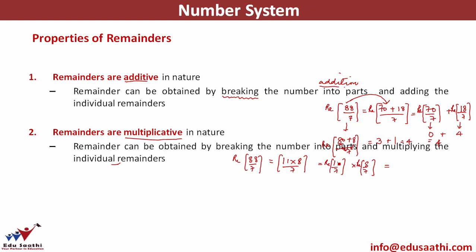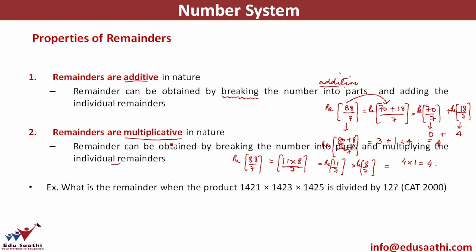So if I divide 11 with 7, I will get a remainder of 4, and 8 with 7 gives me a remainder of 1, so I still get the same answer. So I can break up the number by either multiplying 2 or 3 numbers or adding 2 or 3 or more numbers and doing the subsequent operations on the remainders.